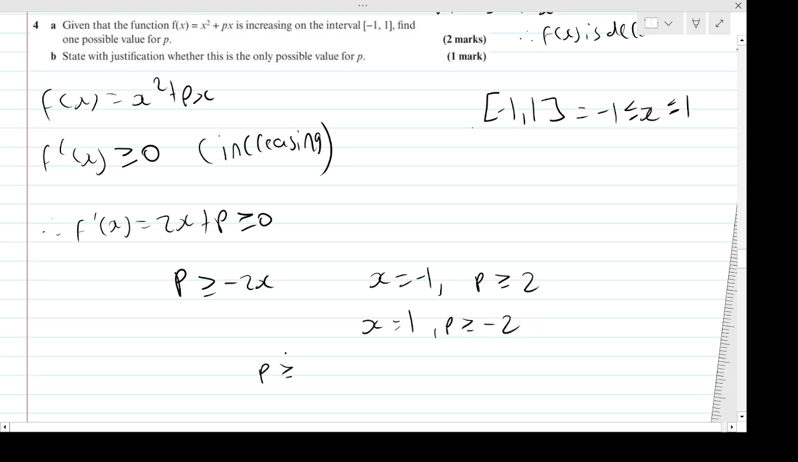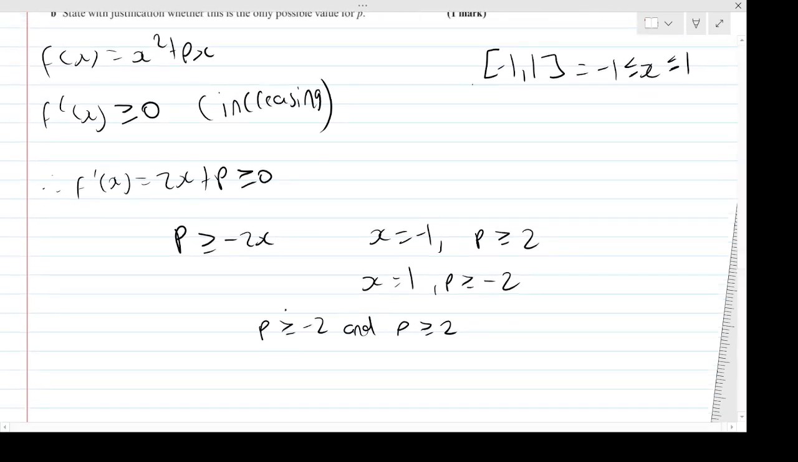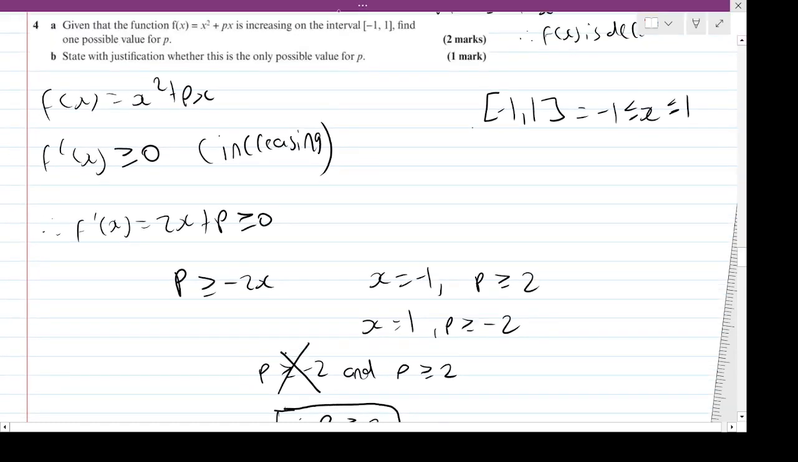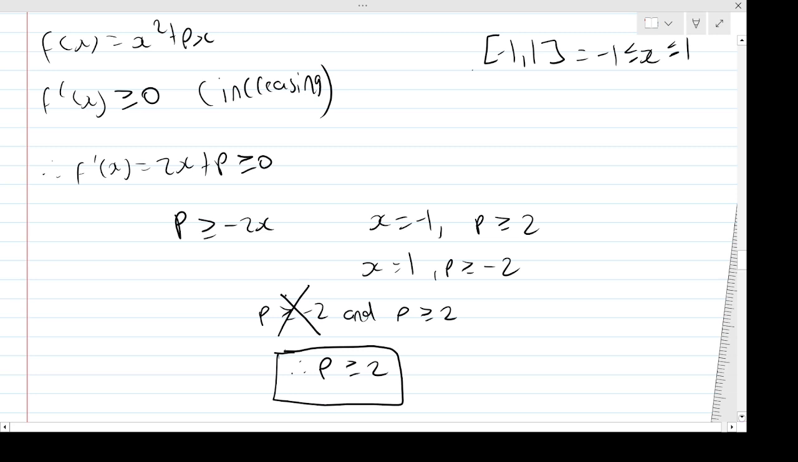So that means p is greater than or equal to minus 2, and p has to be greater than or equal to 2. Well, actually, this one is redundant. If p is greater than or equal to 2, then by extension it's also greater than minus 2, right? Because minus 2 is less than 2. So this is actually quite unnecessary. Therefore p is just greater than or equal to 2 is my solution here. So if we want to find one value of p, well, just take p as 2. For example, p is equal to 2.